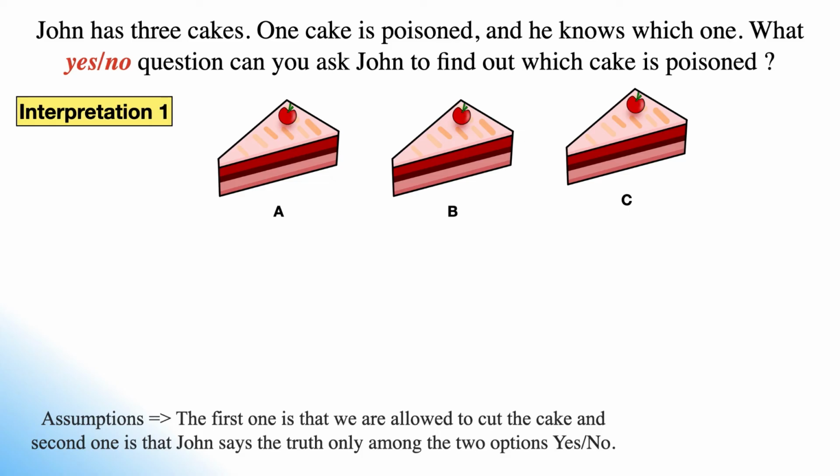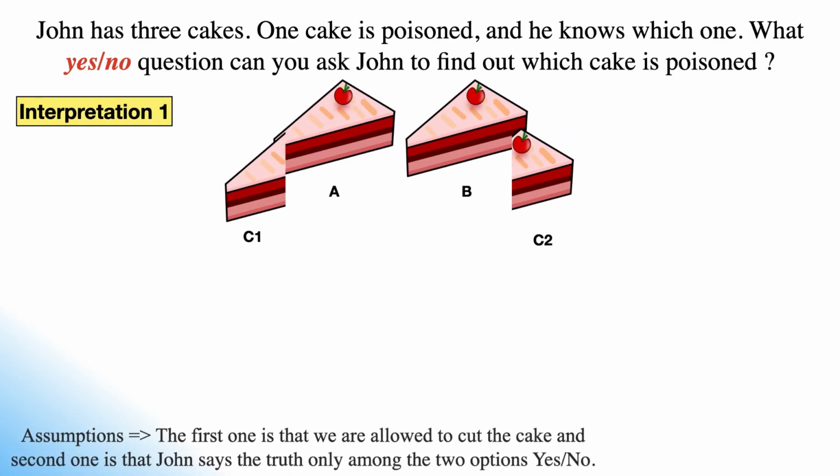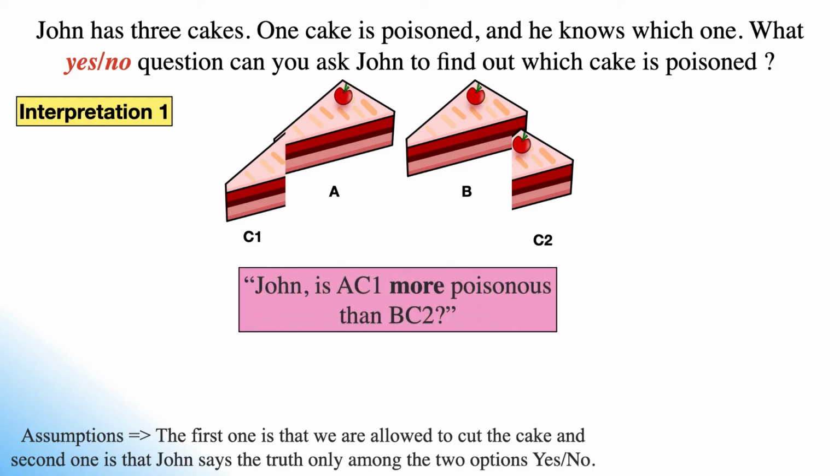So we have 3 pieces of cake, say A, B, C. Let us cut the cake C into 2 equal portions, say C1 and C2. Now put C1 with A and C2 with B. So we now have two segments of cake pieces, that is AC1 and BC2. Now our question to John is: John, is AC1 more poisonous than BC2?